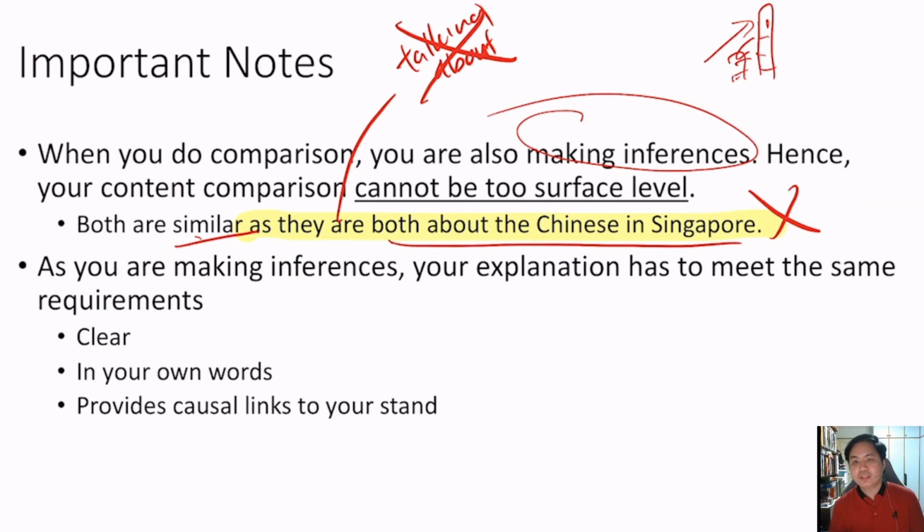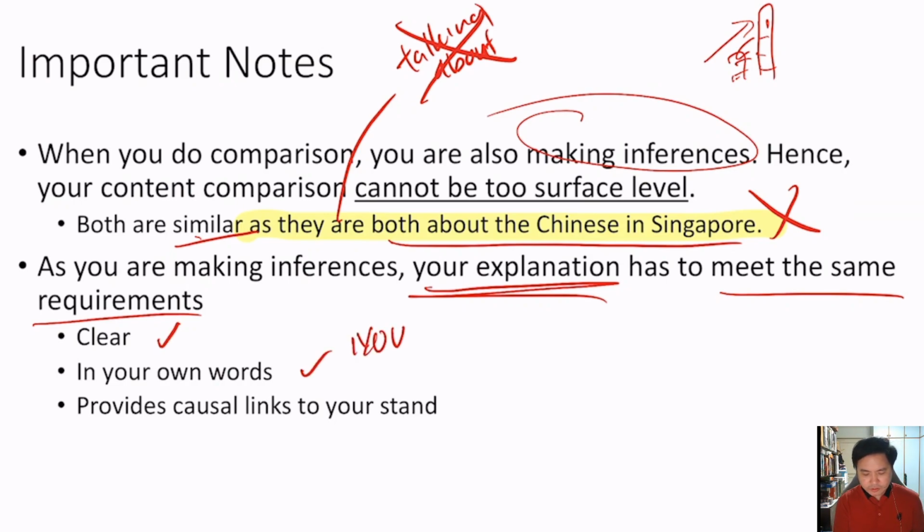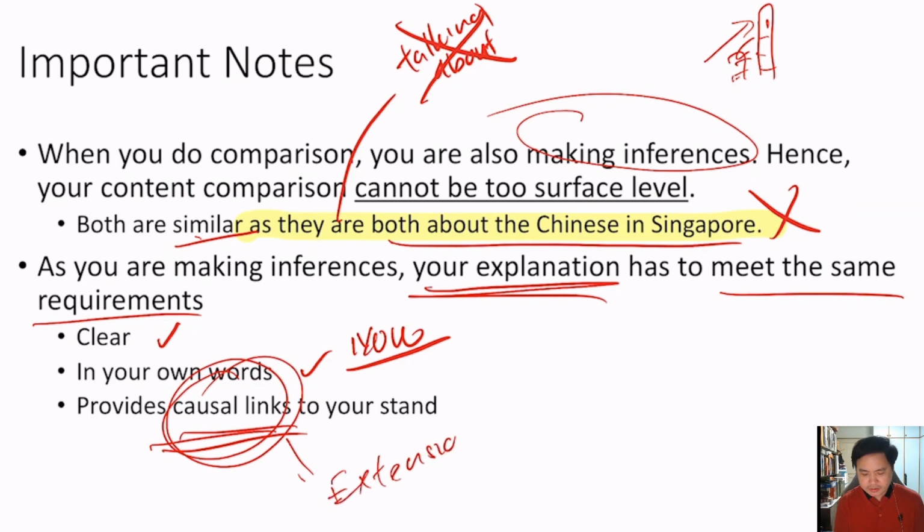Take it as if you're doing an inference as far as possible. As you are making an inference, again, your explanation has to meet the same requirements. This is going back to your basic inference skills. Your explanation again must be clear, right? In your own words, and please provide causal links. You must convince me of your stand. So your explanation must have the relevant causal links, or in other words, have the relevant extensions. Not generic extensions, but specific extensions that help provide the causal link to your stand.